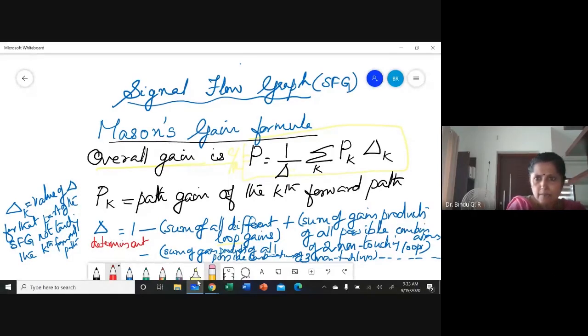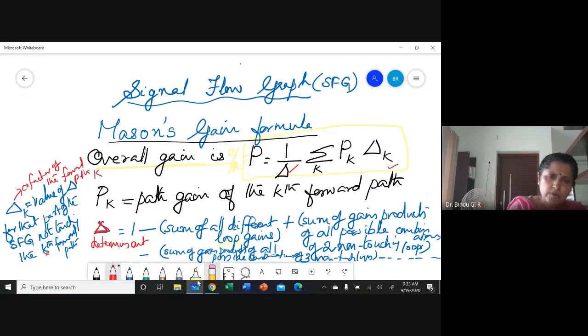And then you have one more thing, which is delta K. You have delta as well as delta K. Delta K also you have to find out as you found out delta. But the only difference is you have to find out that value of delta where the kth forward path is not touching, which means you call delta K the cofactor of the forward path.